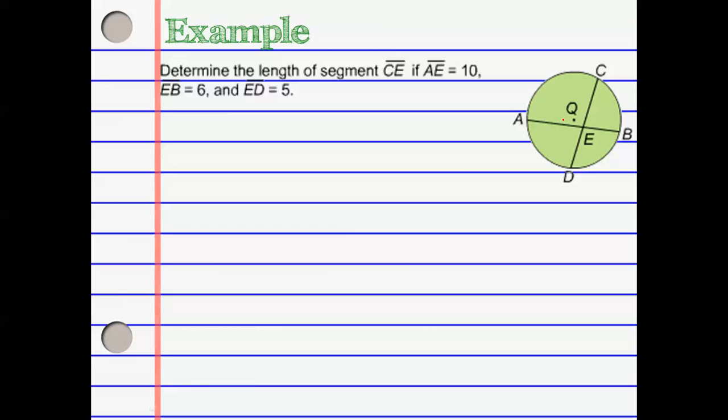So here, we want to determine the length of segment CE if AE equals 10, EB equals 6, and ED equals 5. So our theorem that we talked about earlier is that the products are equal to each other. So we know that 10 times 6 has to equal 5 times x. 10 times 6 is 60, and we're going to divide by 5. And so we get x equals 12. So we know that the length of CE is going to equal 12.